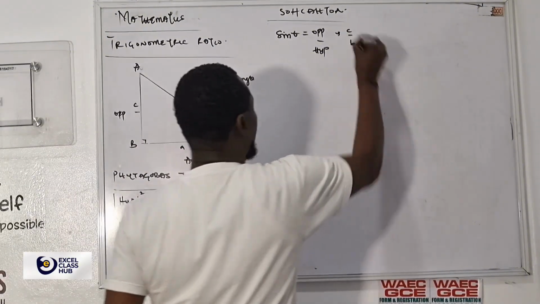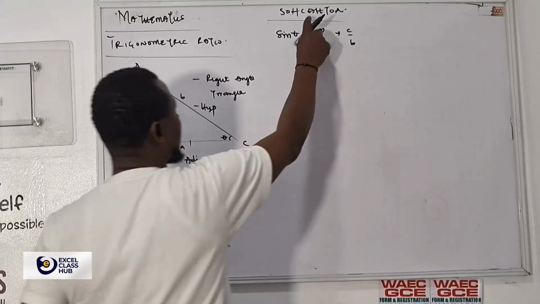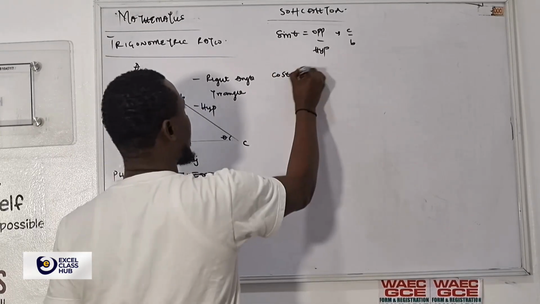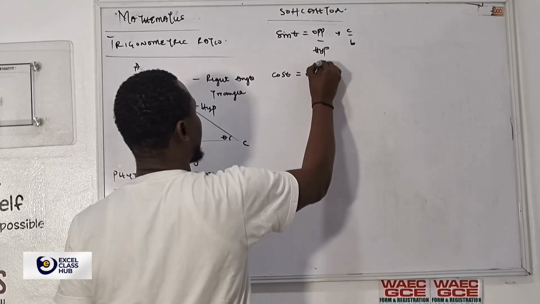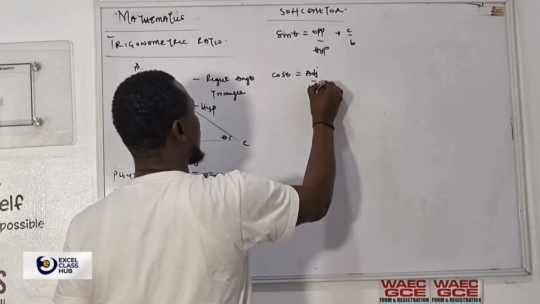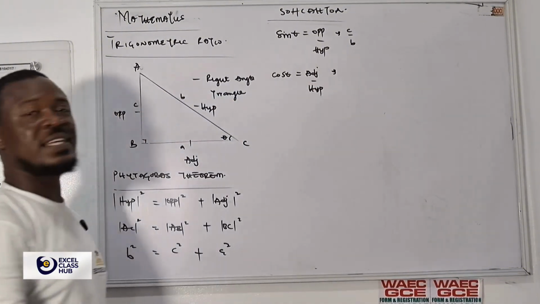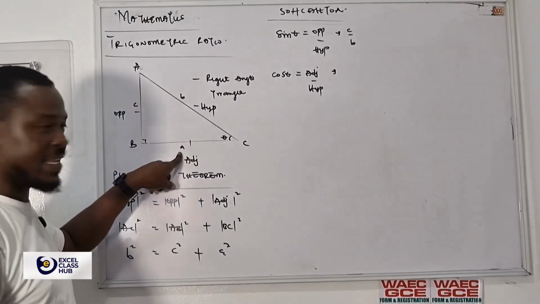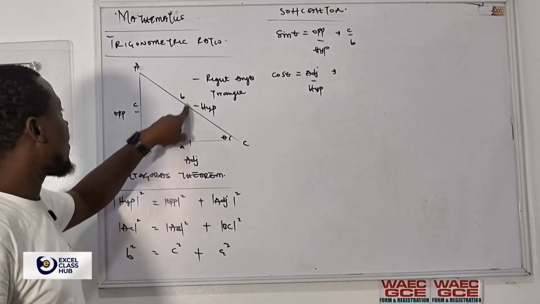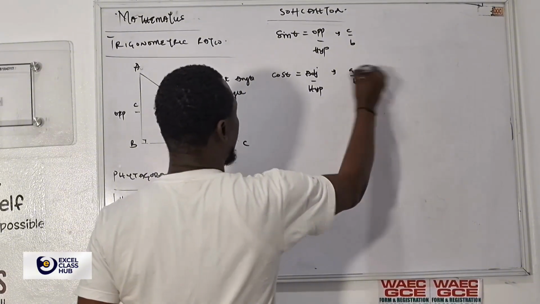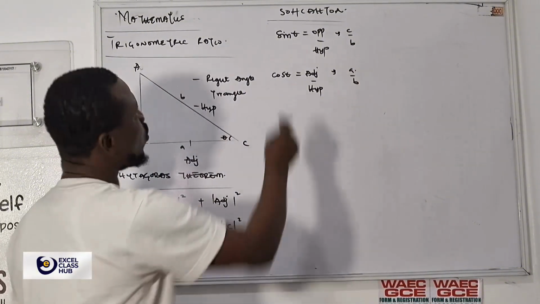If you go to the next one, that C there means cos theta, equals A, which is adjacent, over H, which is hypotenuse. So adjacent over hypotenuse. Your adjacent is A and your hypotenuse is B. So that should be a over b.